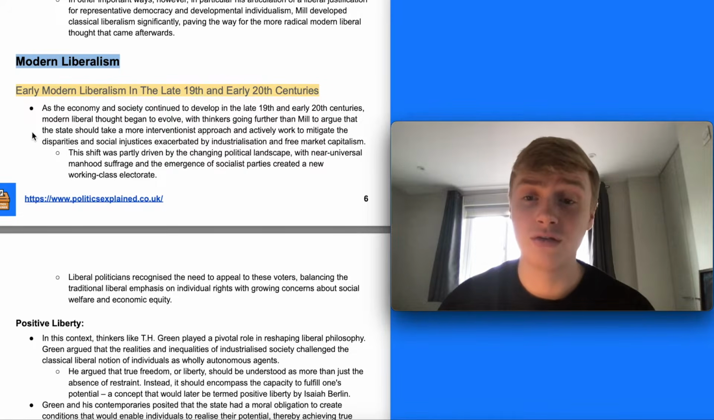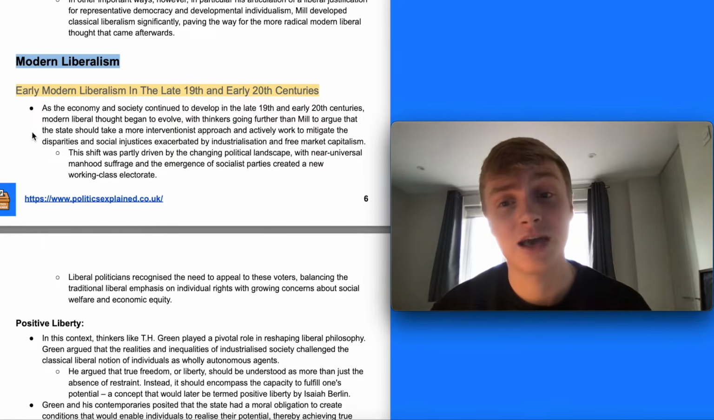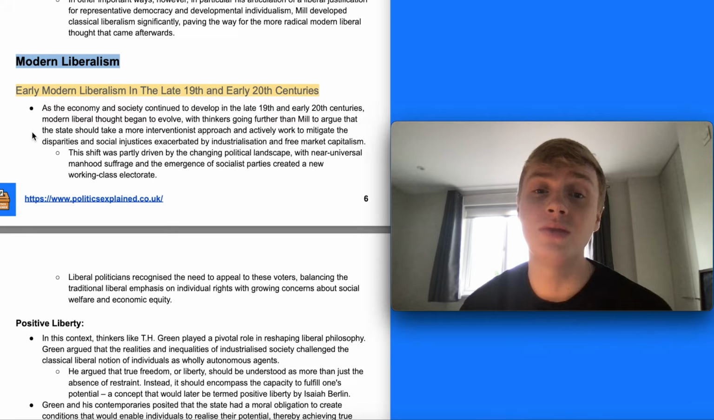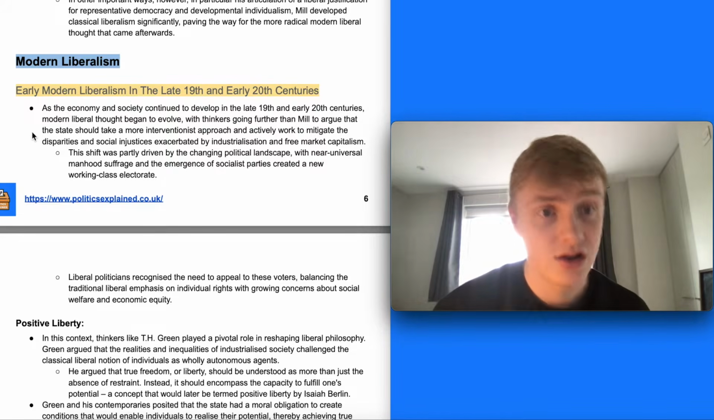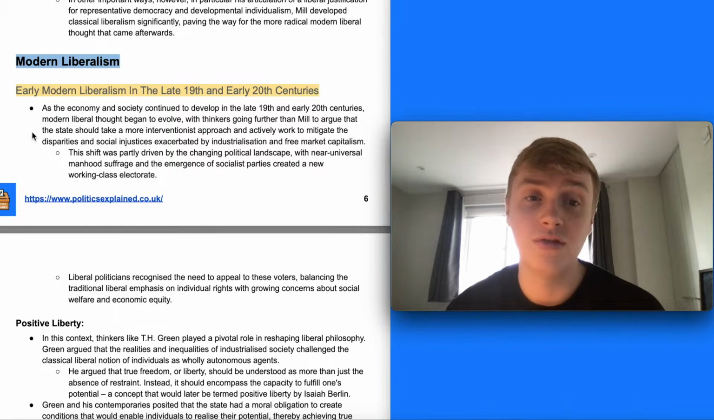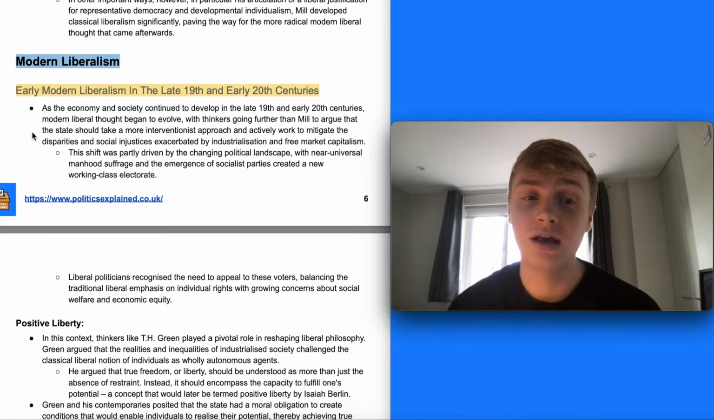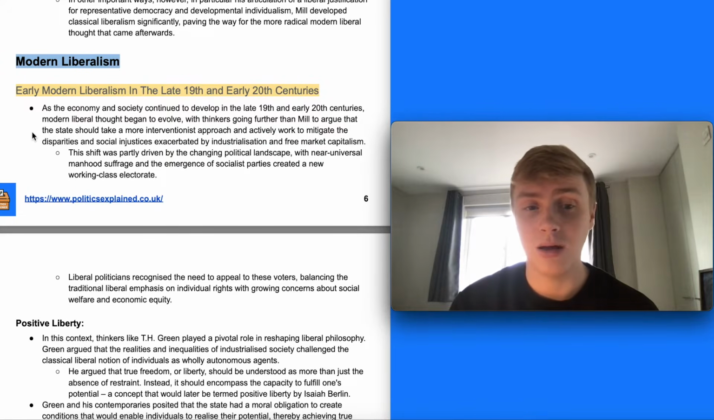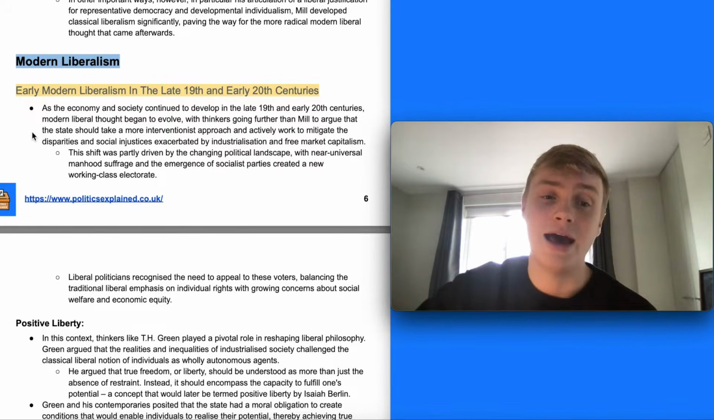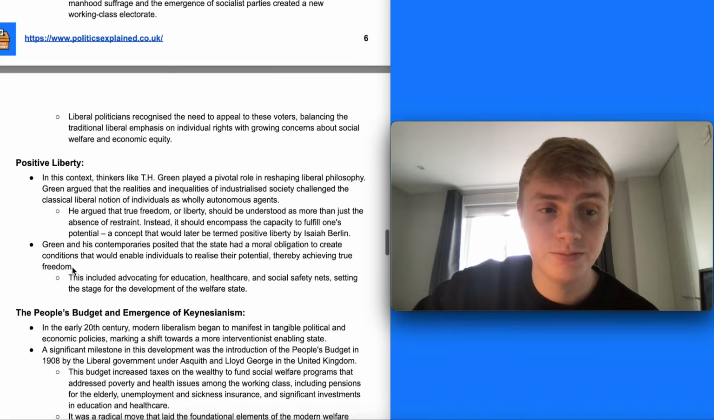This was partly also driven by the political landscape in which there was now near universal manhood suffrage, and there was the emergence of socialist parties who created a new kind of working class electorate as well. So liberals did also recognise the need to appeal to these voters and balance this traditional liberal emphasis on individual rights with growing concerns about social welfare and economic equity.